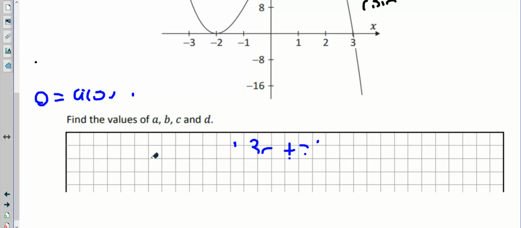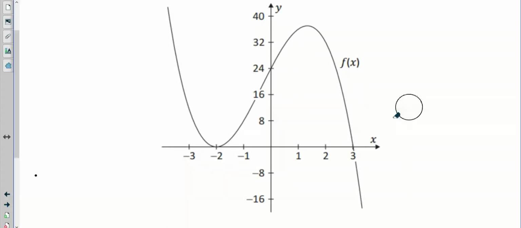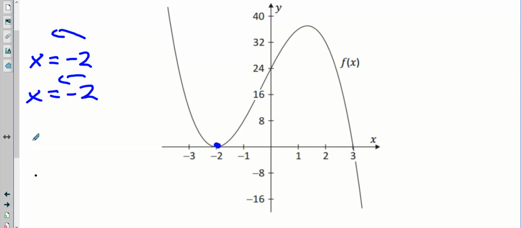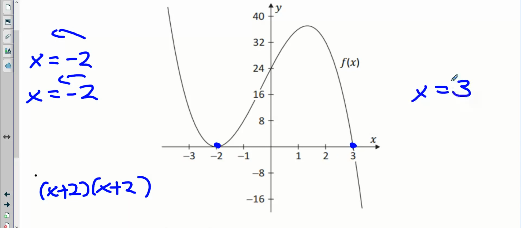So here's what we're going to do now. We're going to do it the way we learned before. Okay, and this is where most people got a bit confused here. That's a repeated root. What does that mean? x equals minus 2 and another x equals minus 2. Transfer them across. It's an x plus 2 and another x plus 2. Agreed? What about this point over here? x equals 3. And then what's that? x minus 3 is the factor, yeah? There's your 3 factors, guys.